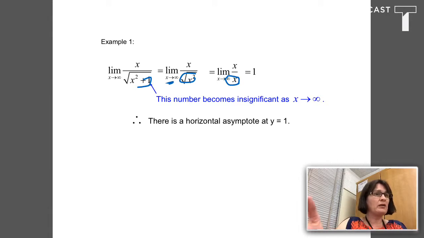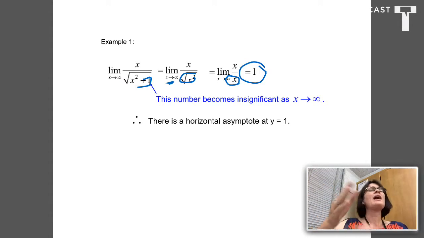x over x, no matter what x is, equals 1. So I can conclude that I have a horizontal asymptote at y equals 1, because the limit as x approaches infinity of x over the square root of x squared plus 1 equals 1.